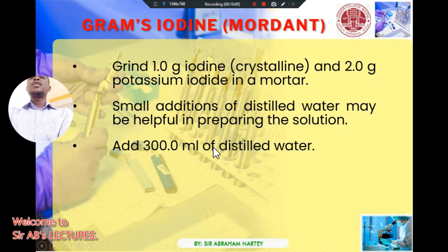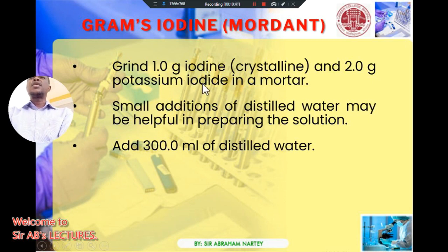So what you do is that in the laboratory we have different types of beakers. The beakers range from 50 milliliters, 100 milliliters, 150, 200, 250, then 500, and then 1000 milliliters of volume. Because we'll be preparing 300 milliliters of this mordant solution, preferably you need to take a 500 milliliter beaker so that at the end you have all your solution in one container.